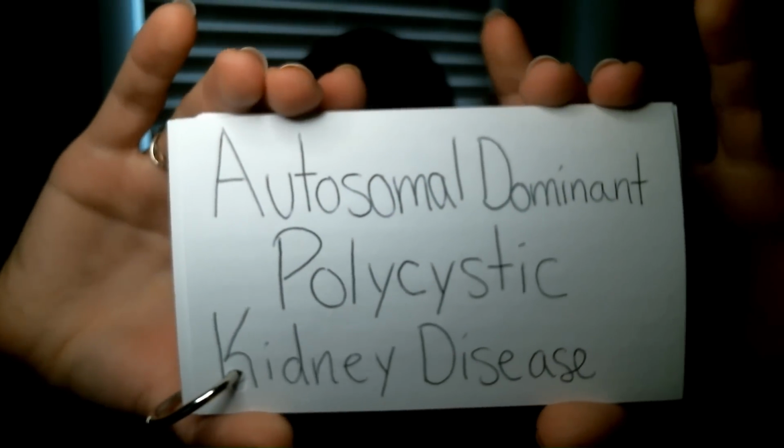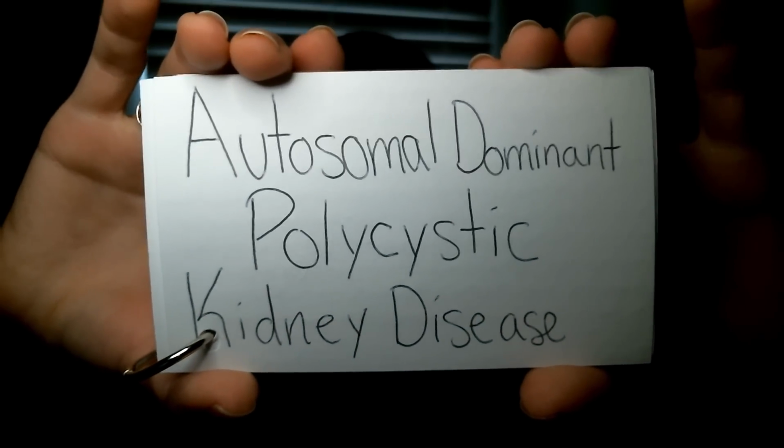Next is autosomal dominant polycystic kidney disease, otherwise known as ADPKD. And it's a lot like what it sounds like. It is caused by mutations in PKD1 or PKD2. I love when the genes are exactly what they are. Like, polycystic kidney disease is caused by polycystic kidney disease 1 and polycystic kidney disease 2. Love it.